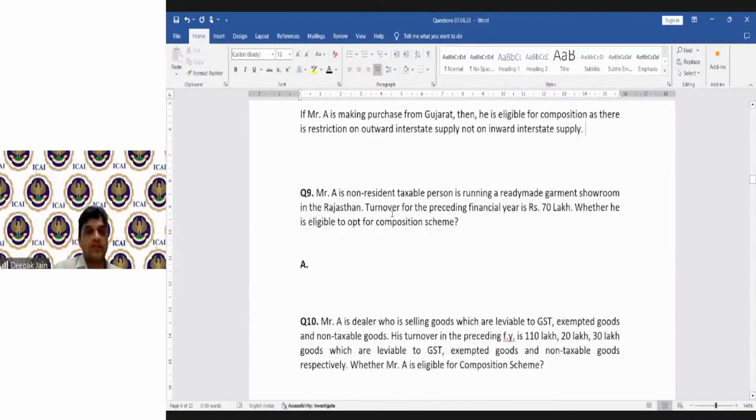Next question. Mr. A is a non-resident taxable person. He's running a ready-made garment showroom in Rajasthan. Turnover for the preceding financial year is 70 lakhs. Whether he is eligible to opt for the composition scheme.